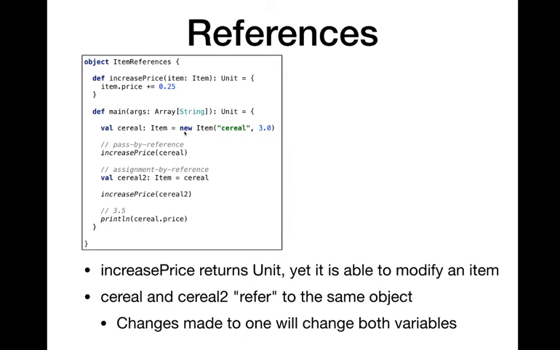So what does this mean, this pass by reference? When I create an object of type item, name it cereal and give it a price of $3, what I'm doing is creating a new object and storing only a reference to that object in my variable. So my value of cereal only stores a reference to that object, which is effectively instructions of where to find that object in memory.